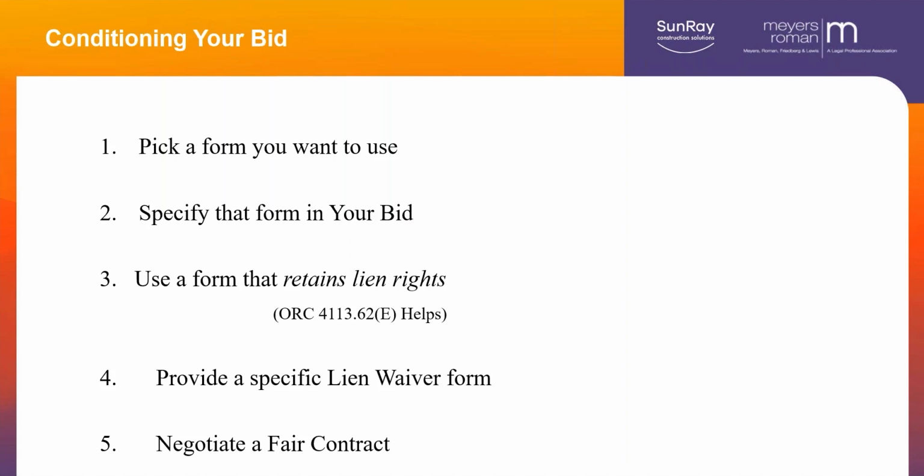You want to either use a form or call out in your bid that you won't waive lien rights, because you see that an awful lot of time. There is some help on lien rights. About 20 years ago, we got past the American Subcontractors Association. We got past the Fairness in Contracting Act, which is Ohio Revised Code 4113.62.